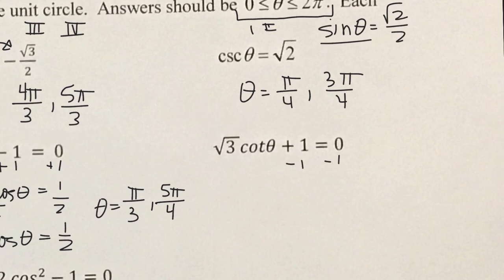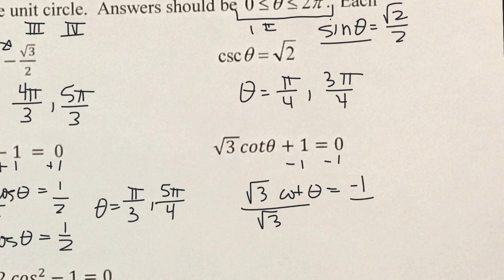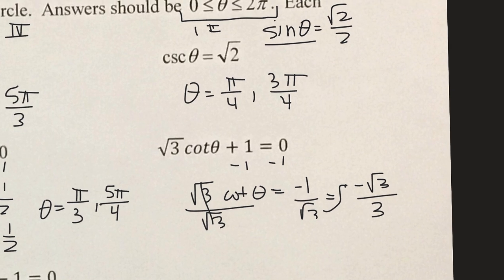Okay, a little solving. We'll subtract 1. Root 3 cotangent equals negative 1. We will divide by root 3. Then we have some simplifying to do. So the radical comes on top and it goes away from the bottom. That's our little math hack that we've talked about many times. So where is the cotangent negative root 3 over 3?